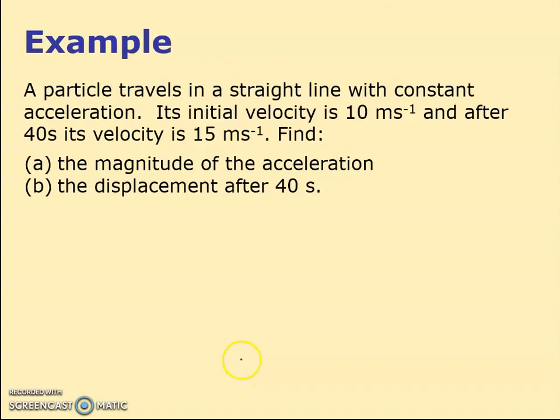So this is what we need to do. Example. A particle then travels in a straight line with a constant acceleration. Constant acceleration is the bit that tells me to use SUVAT.